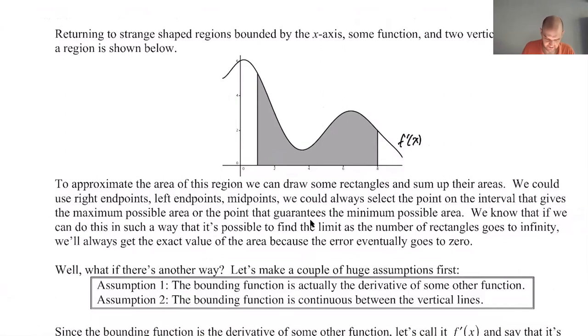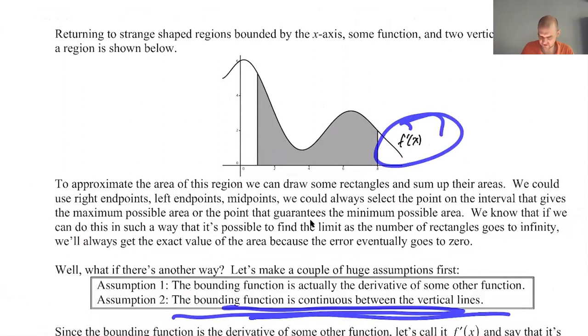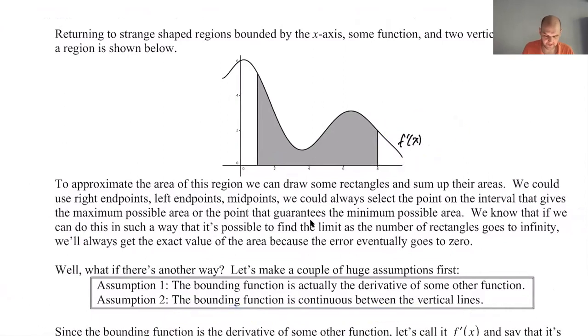And then the second assumption is that the bounding function, so this f prime, is continuous between the vertical lines. So first it has to be the derivative of something, and it has to be continuous between the bounds. So on this interval, this thing is continuous. We're making those 2 assumptions.